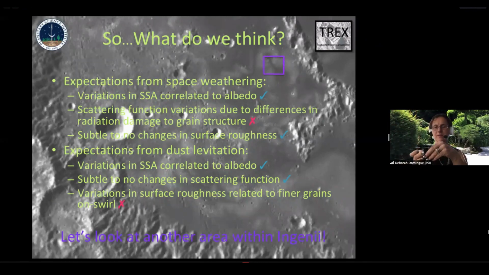So let's say this is my rock A, rock B, or grain A and grain B. If I've got a fine grain, so I have this kind of roughness. If I have a piece of fine grain dust come in and sit over here, it's going to even out this topography. So that's why I had expected, if dust levitation was playing this big role, I would have seen a change in roughness.